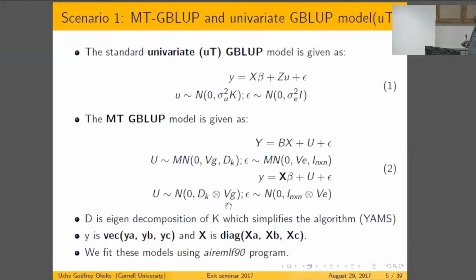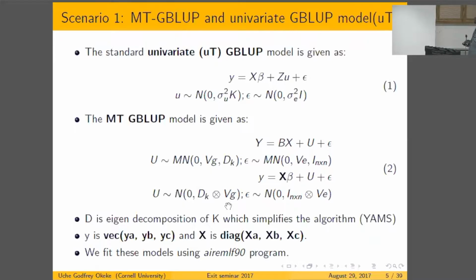The matrix normal has a row covariance and a column covariance. And this is the covariance that captures trait by trait genetic variances and correlations. And this is in fact the eigen decomposition of the genomic relationship matrix, and it's a simplification of the algorithm. So to simplify the algorithm further, we use the Kronecker product and then transform this to the multivariate normal distribution. And the Kronecker helps to get this working.